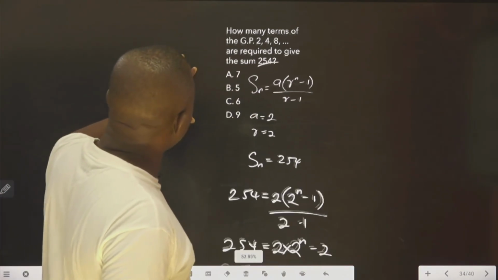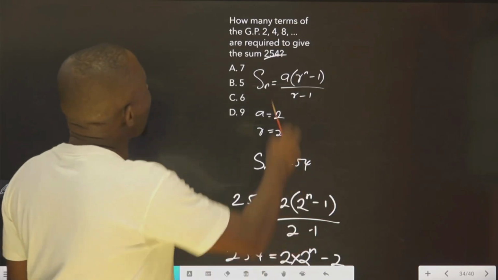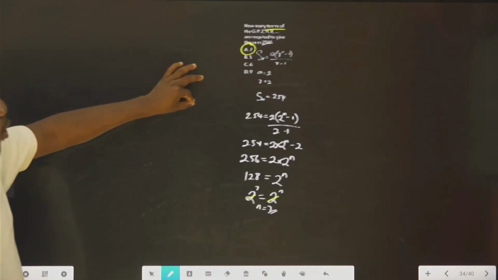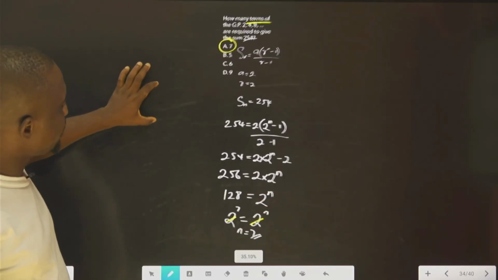So, you agree with me now that when they ask you how many terms, it is 7 terms. Okay? Hope you understand this simple geometric progression.